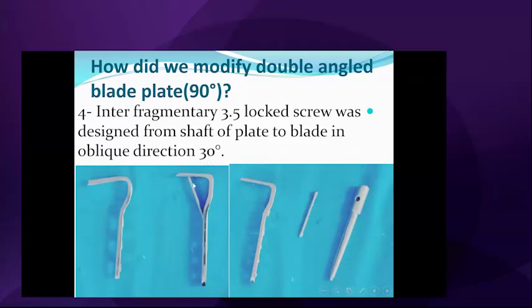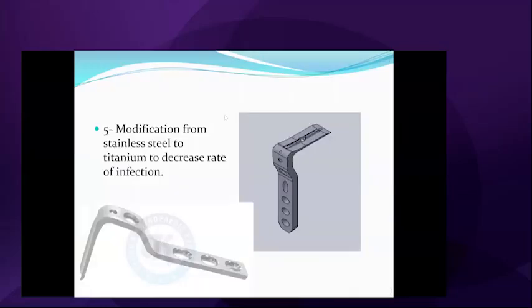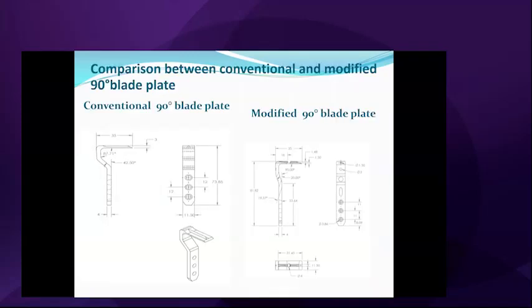We use an interfragmentary locked screw. It is passed from distal to proximal to prevent the bolt from backing out of the plate, in an oblique direction at 30 degrees. There is a workshop on the plate: how to insert the plate and do varus proximal osteotomy. Modification from stainless steel to titanium to decrease the rate of infection. To prevent confusion, we summarize in this table.